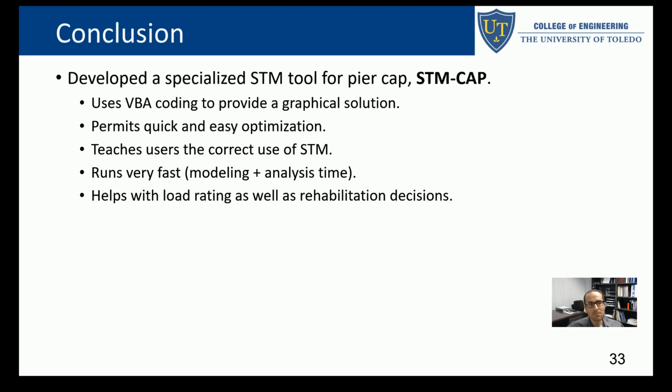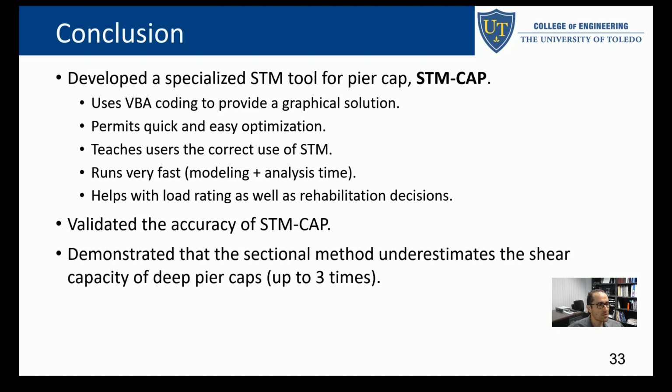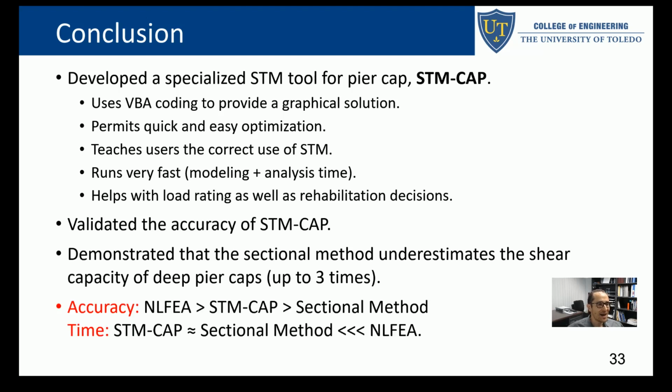You can make your capacity calculation and plug that into that load rating equation, and make more accurate decisions with regards to which one is overloaded, which one is not, and how to rehabilitate those. We validated this. You can get results from our reports. You can get up to 3 times larger capacities using the deep beam method. Accuracy in between. Nonlinear finite element is expected to be more accurate. Sectional method is not even applicable.